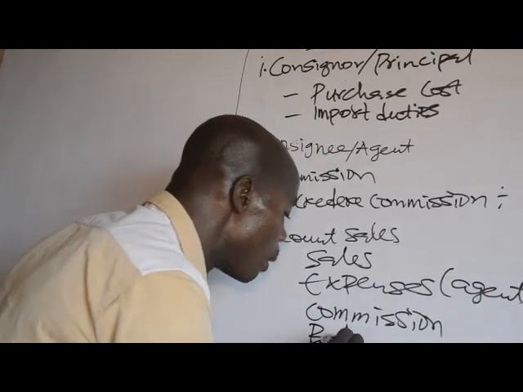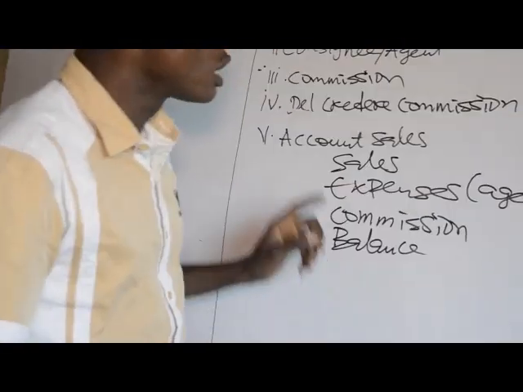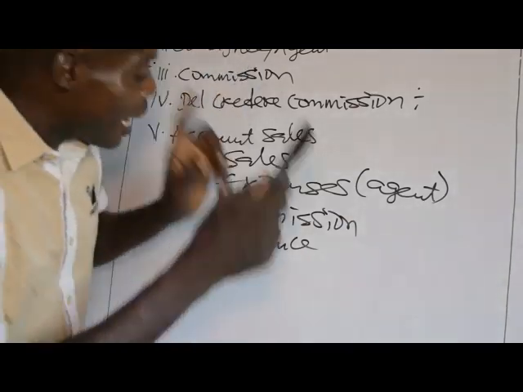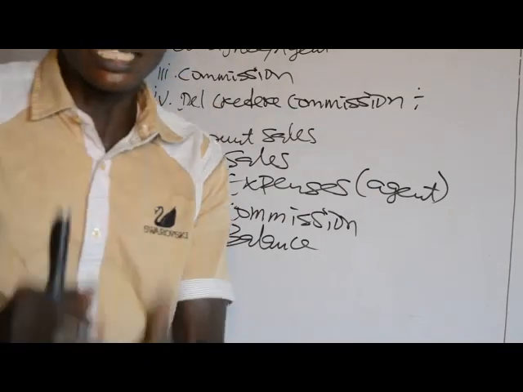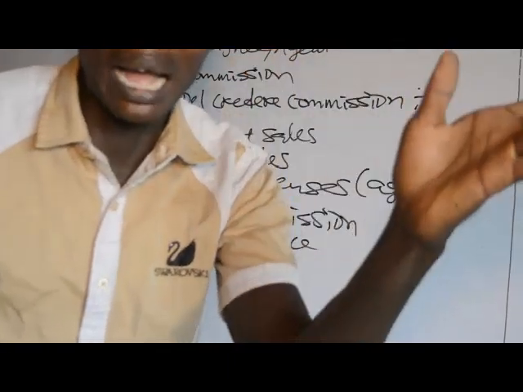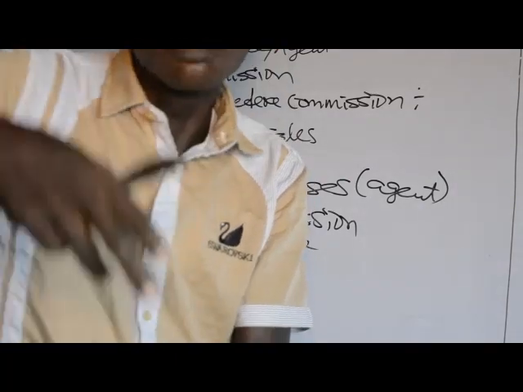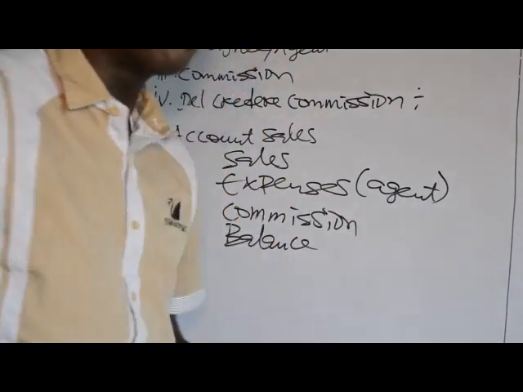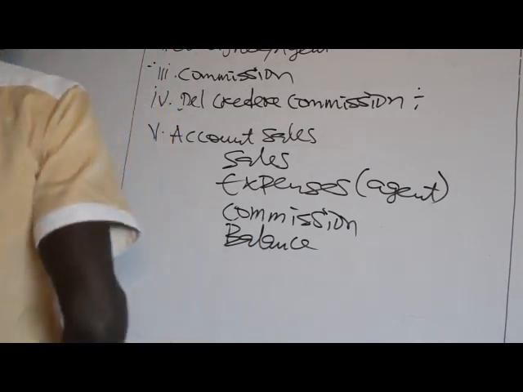If there is del credere commission, it will as well be specified, and then the balance to be remitted by the consignee to the consignor. I repeat, account sales is the document sent by the agent to the principal, the consignee to the consignor, showing the gross sales made by the consignee, the expenses of the consignee, the commission payable to the consignee, and the balance to be remitted to the consignor, that is, to the principal. So that is account sales.